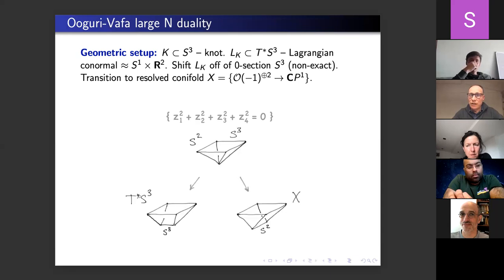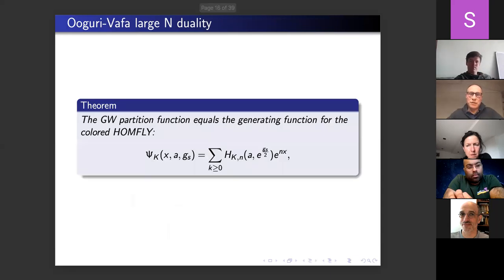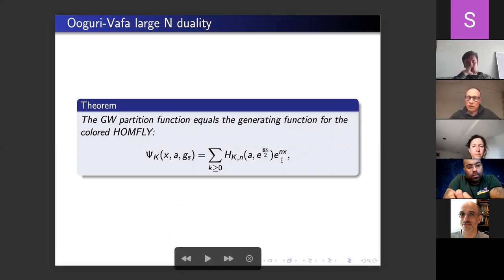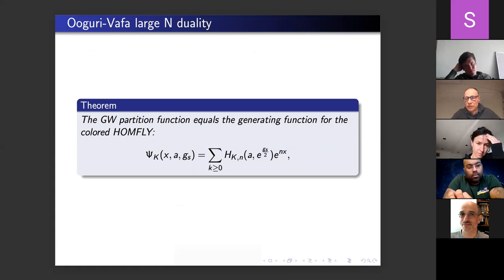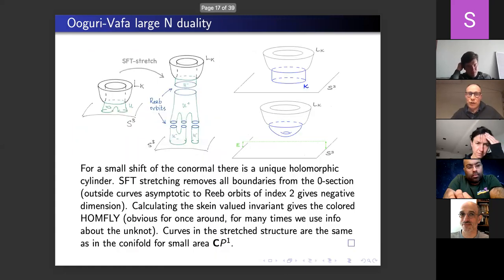And this famous large N duality relates the curve count on the left-hand side, which is now in some sense an ordinary curve count. I'll tell you how to interpret it, even if it has boundary on the toric brane. Here we're just writing the homology class. And the coefficients should be the HOMFLY polynomial. So I'm going to tell you how that proof would work in the present setting.